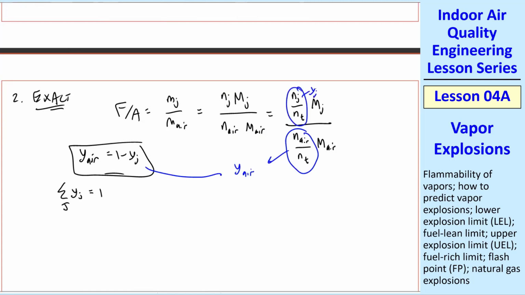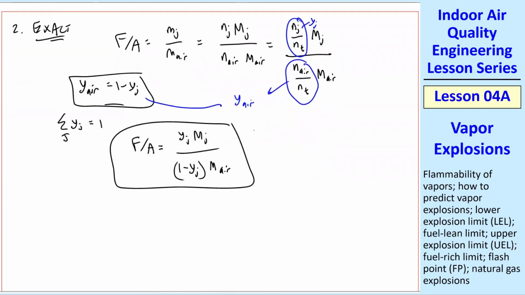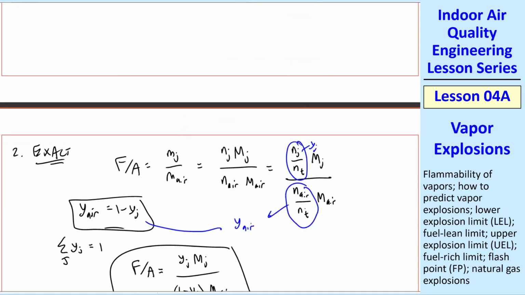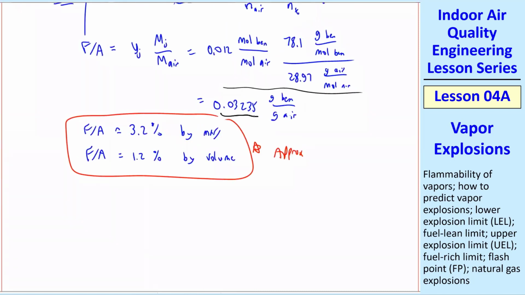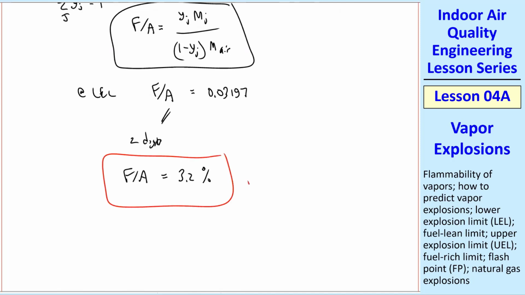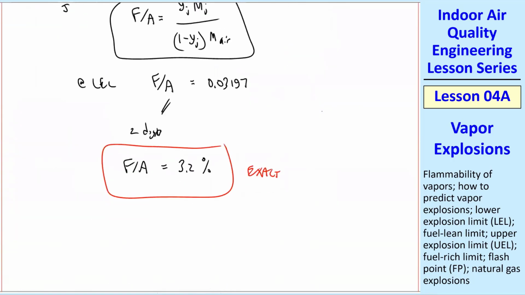This is Yj, so we can write then our final expression, F over A is Yj Mj over 1 minus Yj times M air. Plug in the same values we had up here. And when we do that calculation at the LEL, we get that F over A is equal to 0.03197, which is different from 0.03235. This is the exact answer. But to 2 digits, which is, again, all we're good to here, we would still say F over A is equal to 3.2%. So this is exact. In this case, exact and approximate are the same in terms of significant digits.